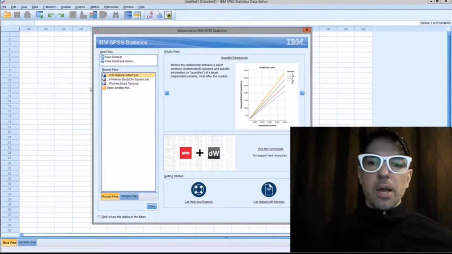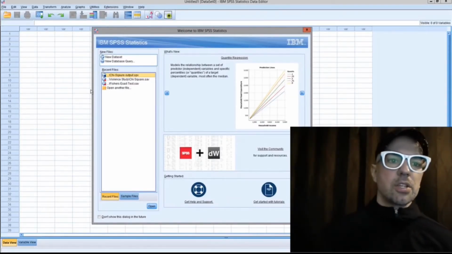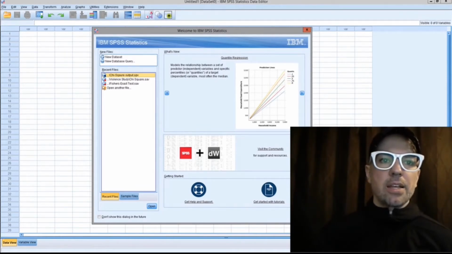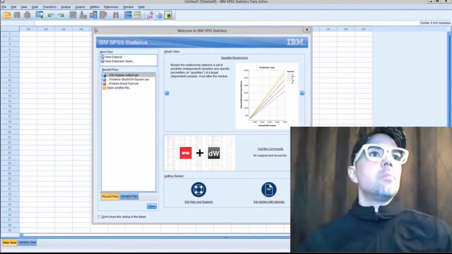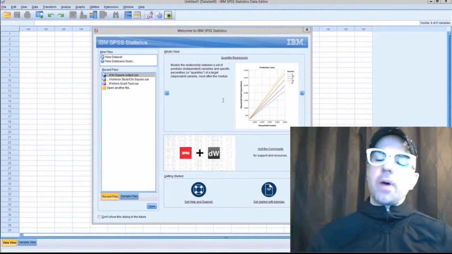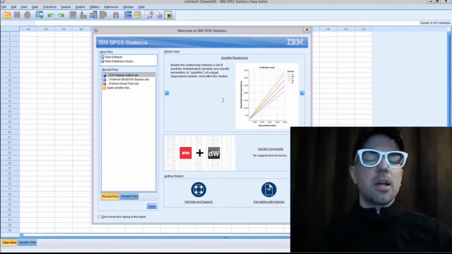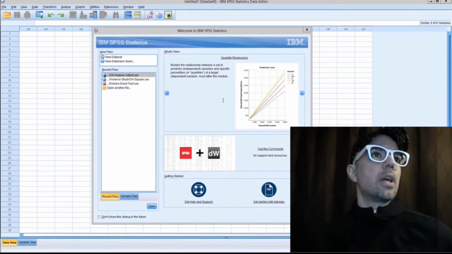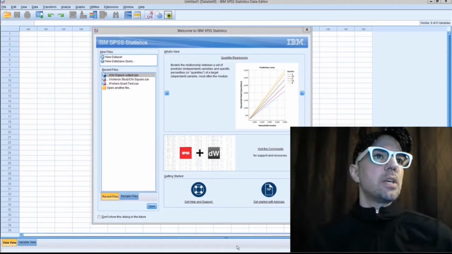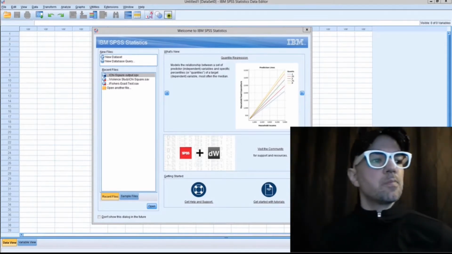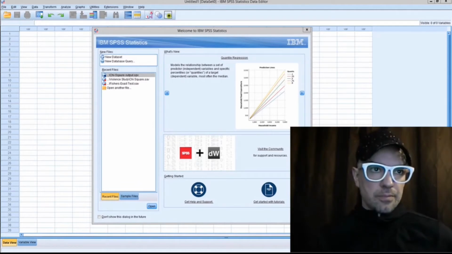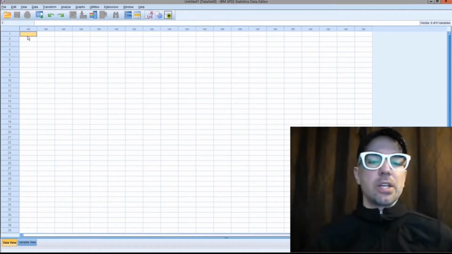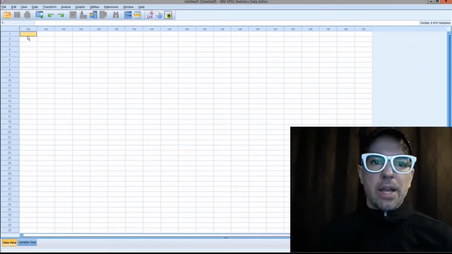I've already opened up my SPSS. If you haven't already, this is a good time to pause the video and make sure that you have SPSS opened. But mine is already open, so pause the video, open up SPSS, come back and join us, and we will get underway with using SPSS to do the dependent means t-test. All right, so the first thing we're going to do is close this welcome box. Again, it has a lot of useful information, but nothing that we need right now.